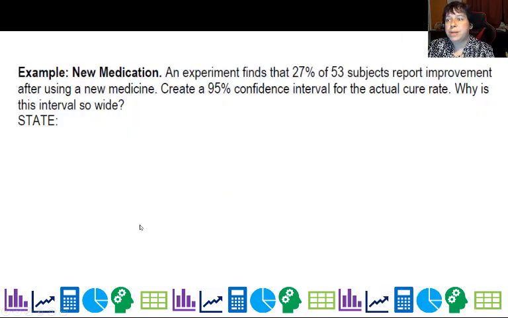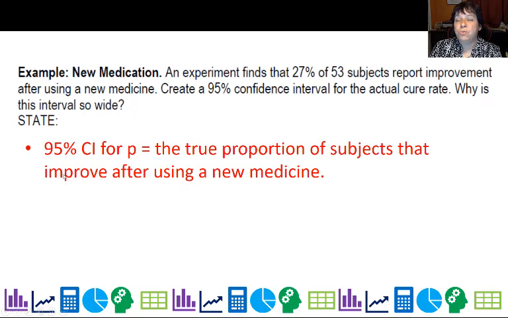Let's go ahead and do another example, this one with a new medication. An experiment finds that 27% of 53 subjects report improvement after using a new medicine. Create a 95% confidence interval for the actual cure rate. Why is this interval so wide? First of all, let's just focus on the interval. We're going to start with state, which is we're trying to do a 95% confidence interval for p, the parameter, equals the true proportion of subjects that improve after using a new medicine. So we really want to know how many really do improve. And we're just going to do an interval because we won't know exactly.